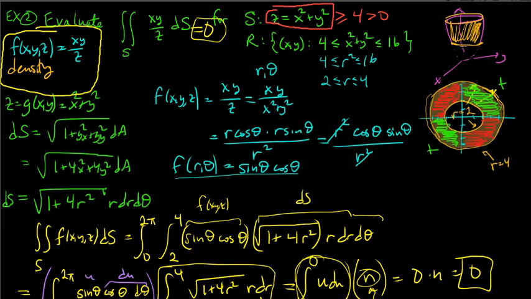So there's a symmetry here. Whatever positive answer we get for the first and third quadrant, we get the exact opposite for the second and fourth quadrants. So they end up canceling out. And so that's why we get 0.